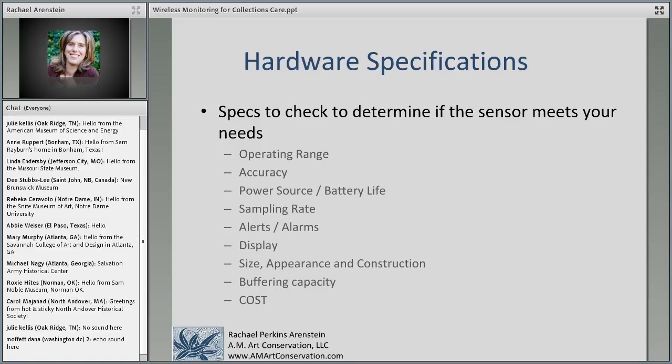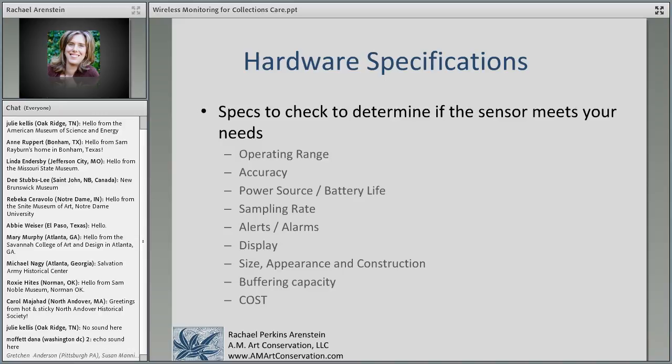Operating range is pretty straightforward. This is the range of temperature and relative humidity over which the logger will work. So generally, most of the sensors, and certainly the ones that I'm going to talk about today, function over a temperature range beyond what we expect to see in our collection environments. So temperature is generally not an issue. But you do sometimes have to pay close attention to the RH range. Some of them will monitor from 0 to 100% RH in a non-condensing environment.